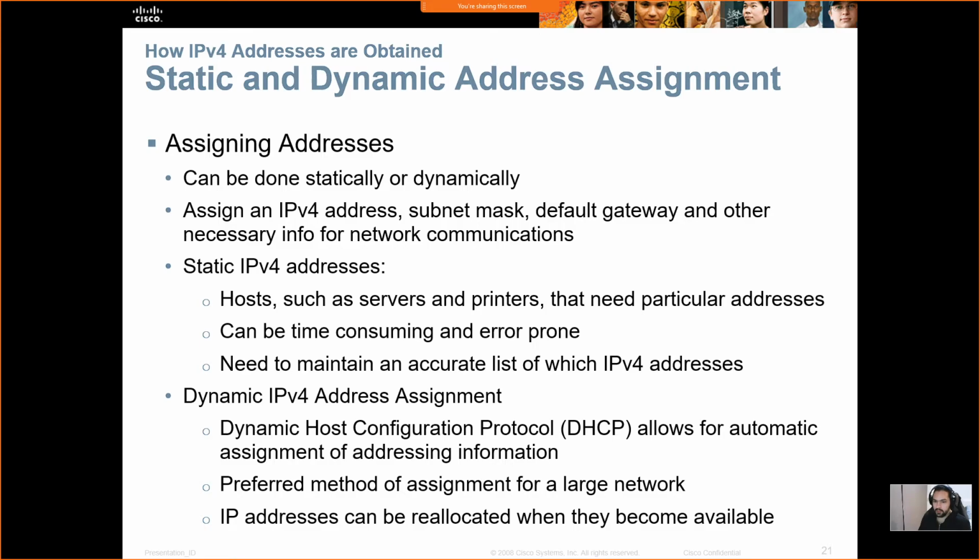All right? So based on that, if you have a large organization, guys, with 500 PCs, which type of IP assignment do you think is the most appropriate? Dynamic. Yeah, and that is because you have too many devices, so it's inconvenient for you to go on each one of the devices and configure an IP address.